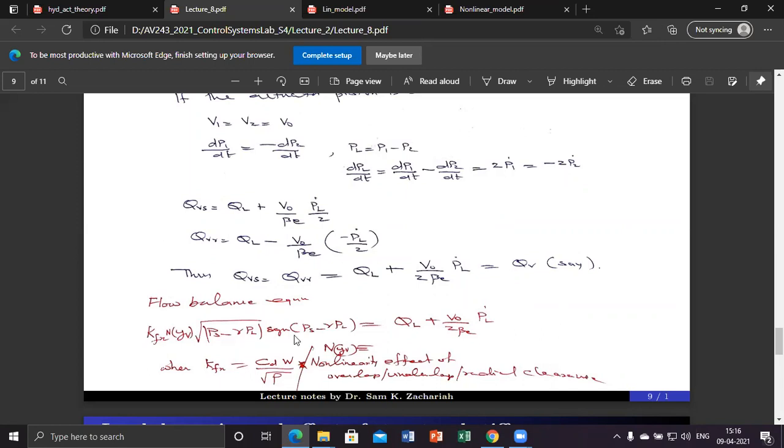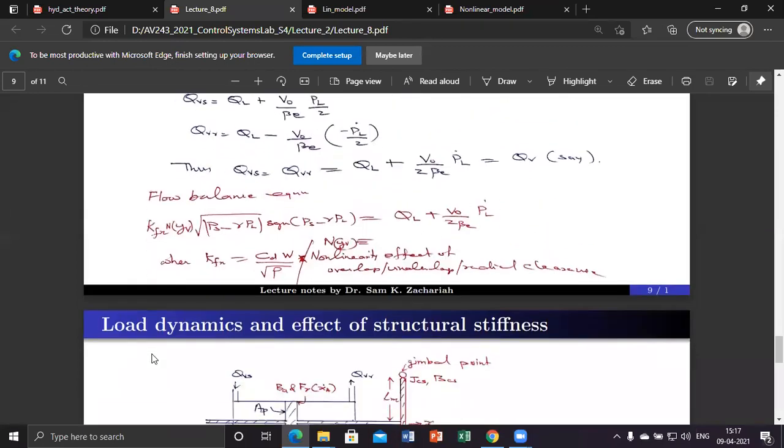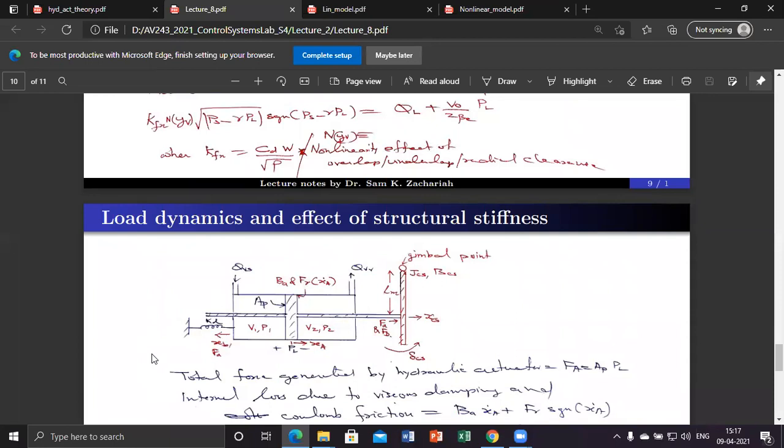Thus, this equation is complete now. This is the balancing equation. On one side, it represents the flow generator, and the other side, it represents the flow consumption by the load. Here, flow is generated from the hydraulic pressure supply through the valve, controlled flow. Any doubts on this? Okay, now we have finished the flow part.